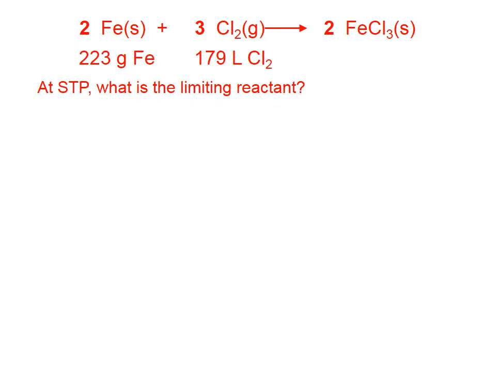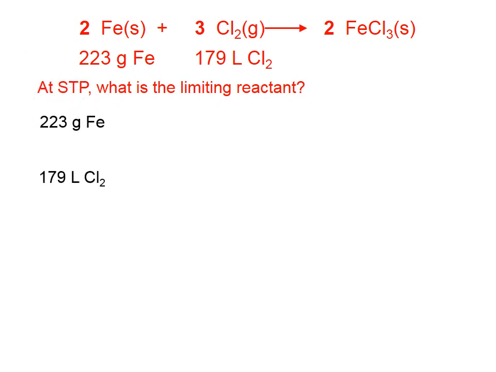Let's try another problem. We're given a balanced equation here. We're given a mass of iron that we have and a volume of chlorine gas. And assuming conditions are STP, we want to know which is the limiting reactant. So let's use the process outlined on the previous slide.